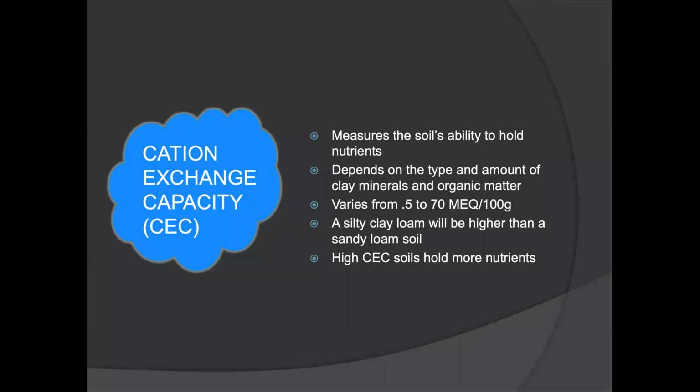On a 0.5 CEC soil, you're going to be incredibly low on nutrient availability and holding capability, because it's so light. And if you put on too much nutrients on that, you're going to leach a lot of it. So you're going to have to watch your levels there. A silty clay loam will be a higher quality soil than a sandy loam soil. And as we already talked about, a higher CEC soil holds more nutrients.